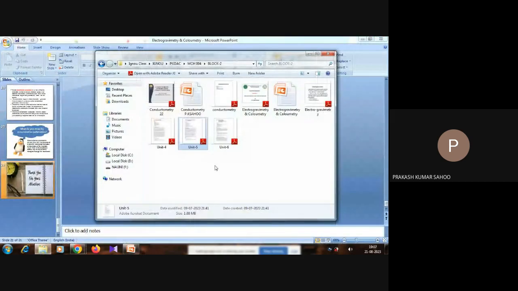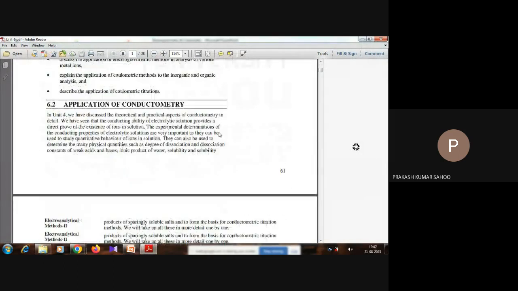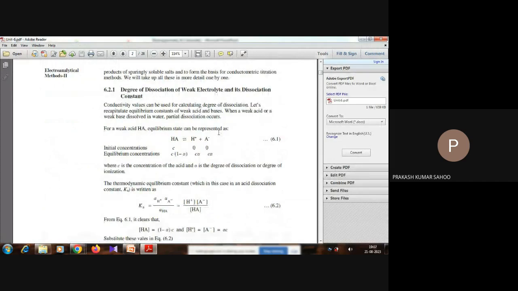Then our next unit will be application. I will briefly discuss these things. So in the application part, we have the degree of dissociation of a weak electrolyte, because a strong electrolyte is 100% ionized. For a weak electrolyte, the degree of dissociation concept is there. So what is degree of dissociation? It is the percentage, or the extent, to which a weak electrolyte dissociates. This is known as the degree of dissociation.